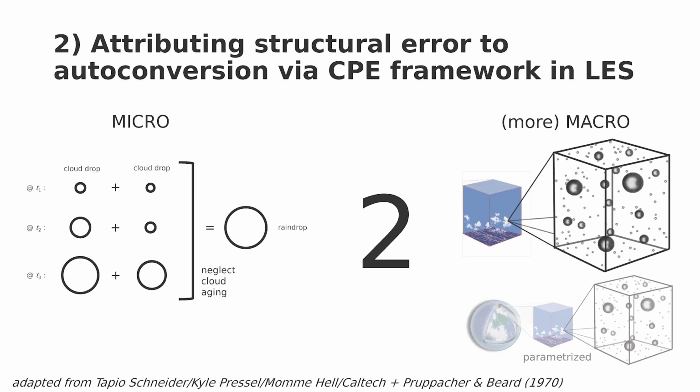And so I'll briefly just discuss some other work looking at attributing structural error to autoconversion via this kind of CPE or PPE framework in LES. And we're using LES because then we can have control of the cloud macrophysics, which is not possible, obviously, in a global model without significant expense.